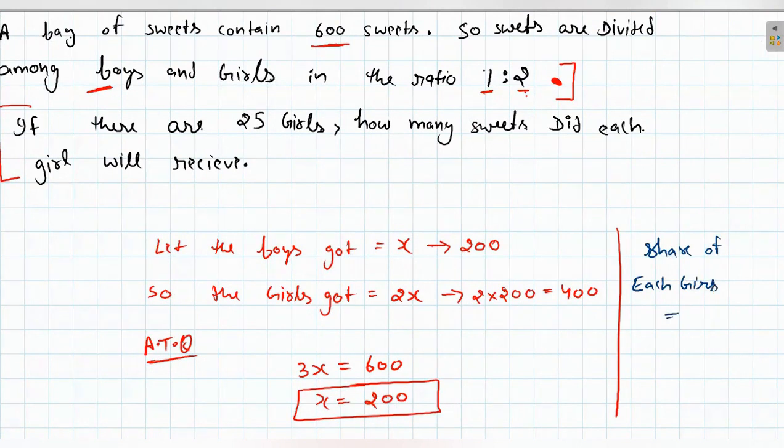It is just a simple question. The share of each girl is 400 divided by 25. How much would it be? 16. Perfect. So each girl is receiving 16 sweets. Any confusion?